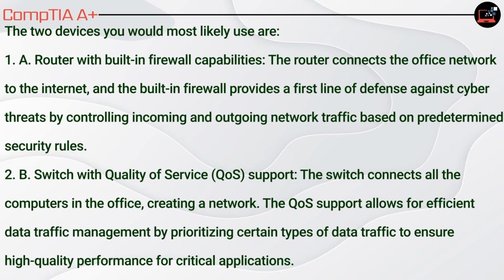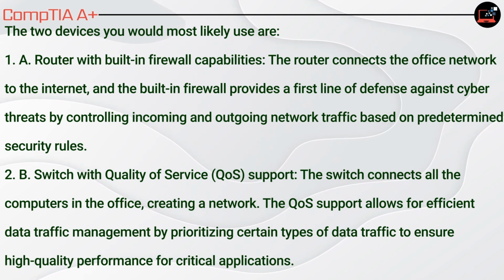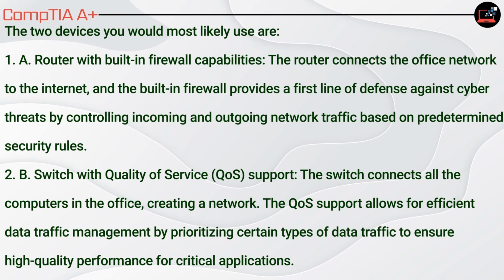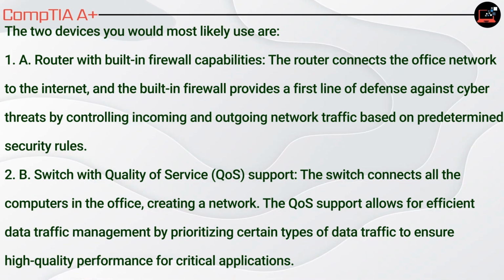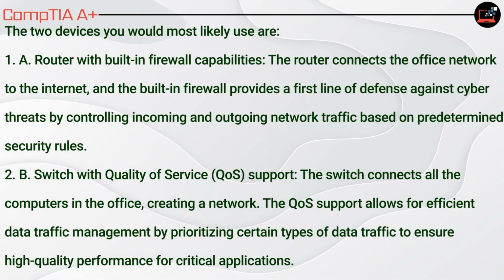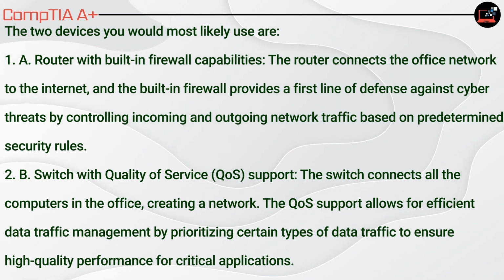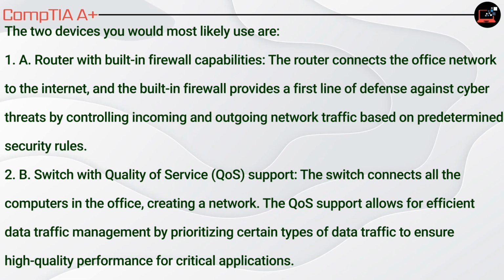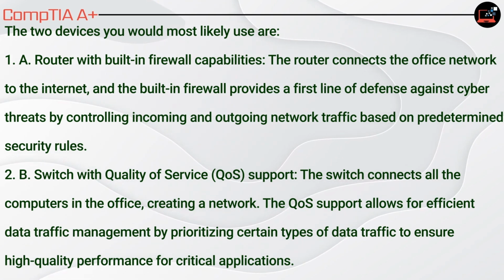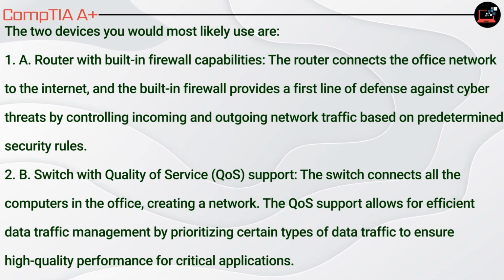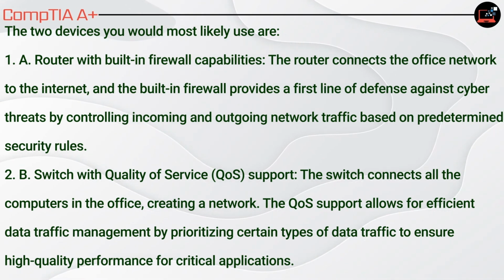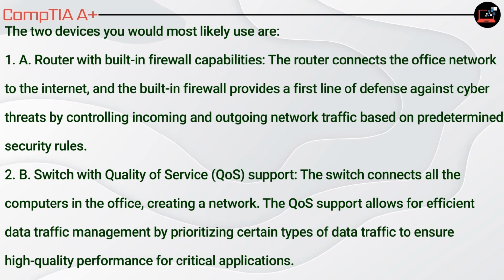The two devices you would most likely use are 1. A, router with built-in firewall capabilities. The router connects the office network to the internet, and the built-in firewall provides a first line of defense against cyber threats by controlling incoming and outgoing network traffic based on predetermined security rules. 2. B, switch with quality of service, QoS, support. The switch connects all the computers in the office, creating a network. The QoS support allows for efficient data traffic management by prioritizing certain types of data traffic to ensure high-quality performance for critical applications.